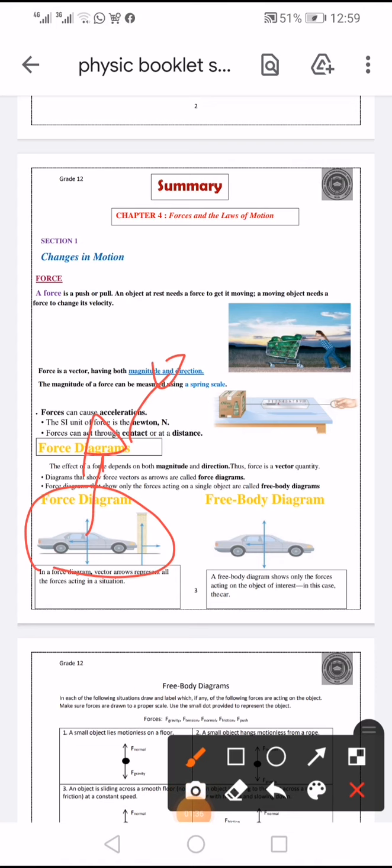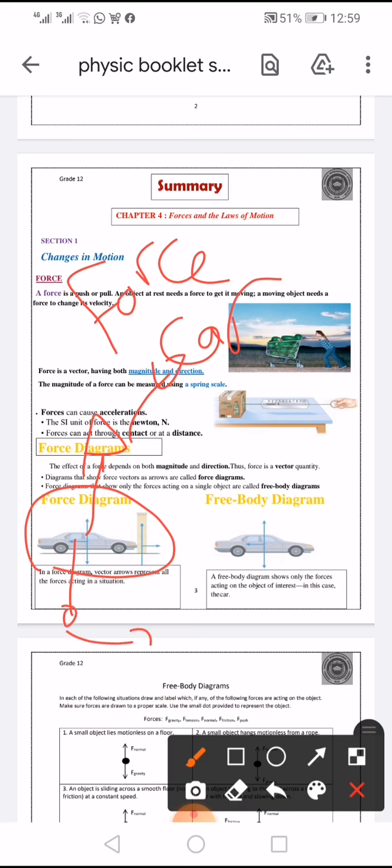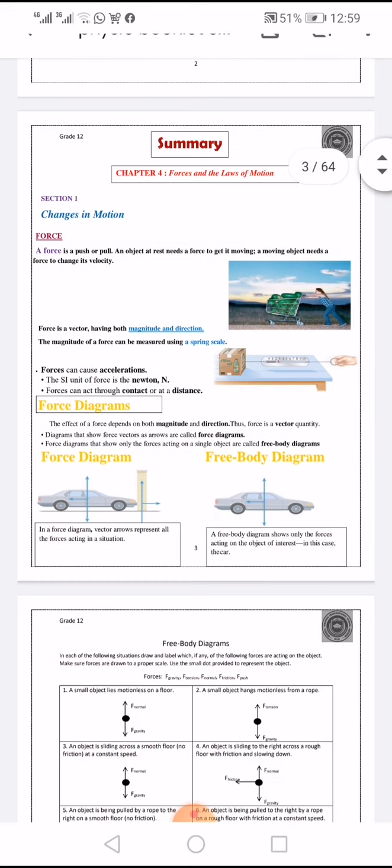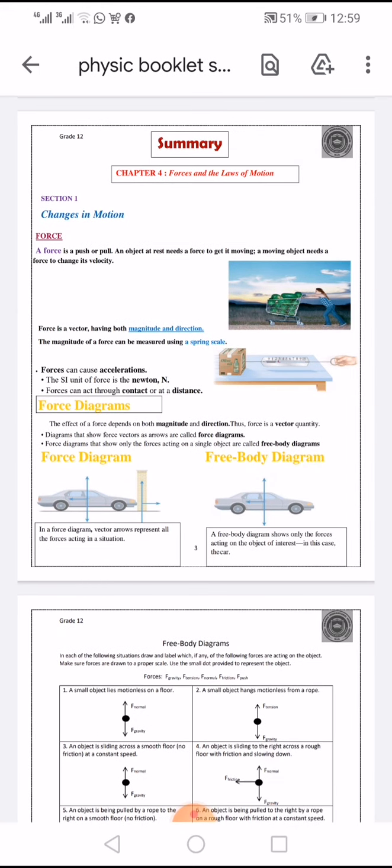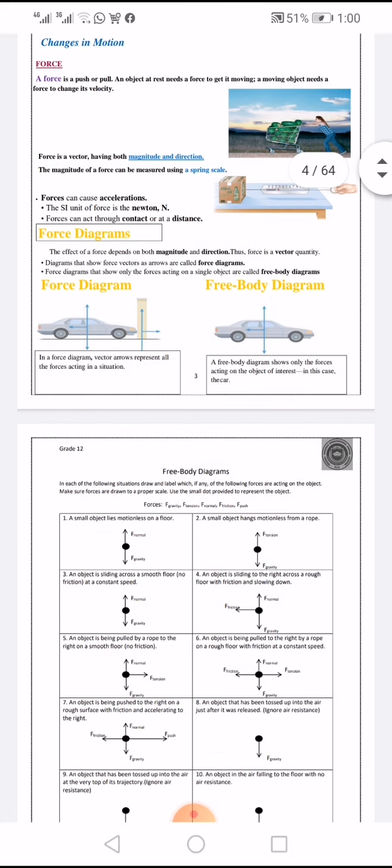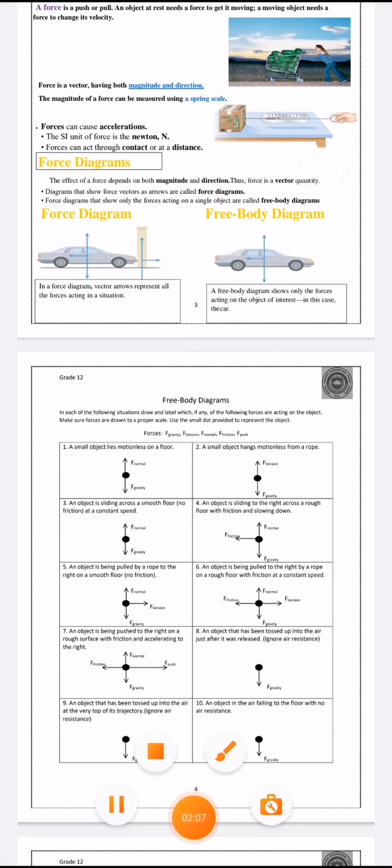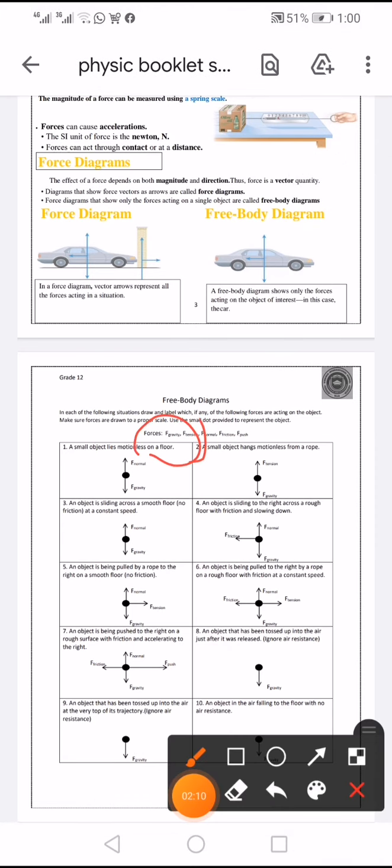Force, this is the force of the car. Downward force of gravity, Fg, and here the force of friction of the tires. In a force diagram, vector arrows represent all the forces acting in a situation. A free body diagram shows only the forces acting on the object of interest, in this case the car. In free body diagrams, we have different kinds of forces: force of gravity, force of tension, normal force, which means force of the object, force of friction, and push force.